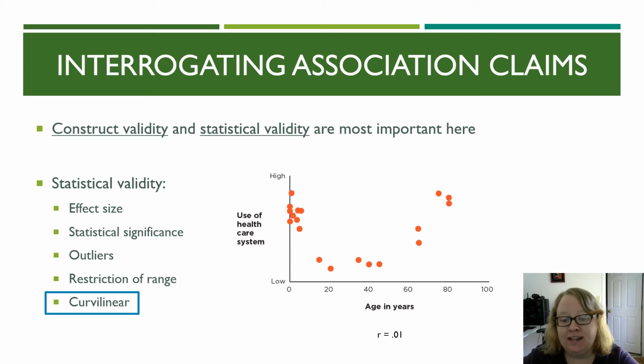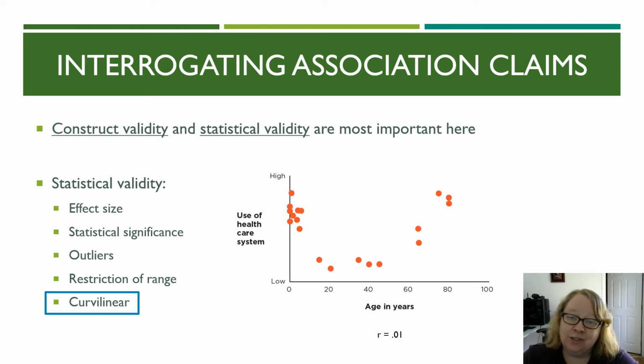So if I put this data into the correlation coefficient equation, it would give me something like r equals 0.01 on the bottom here. That would make it seem like there's no relationship between age and use of the healthcare system because r is close to 0. But really, it's just saying that there's not a linear relationship. There is a curvilinear relationship. So that affects your statistical validity too. If you just calculated the correlation coefficient and did not graph your data, you would think that they had nothing to do with each other.